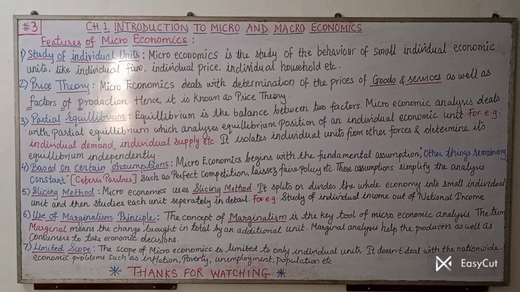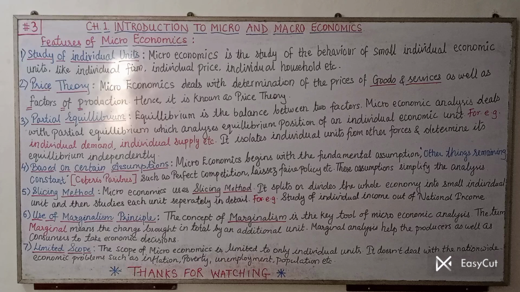For example, microeconomics studies individual demand for a product, individual supply of a product by a particular seller, and thereby it also determines the price. Equilibrium price is also determined. So individual demand and individual supply is studied. That's why it is partial equilibrium. It isolates the individual units from other forces. That means from the entire lot, an individual unit is taken aside and studied by microeconomics. It also determines the equilibrium, but independently, separately, not as a whole, but for an individual unit. So that's why it is partial equilibrium.